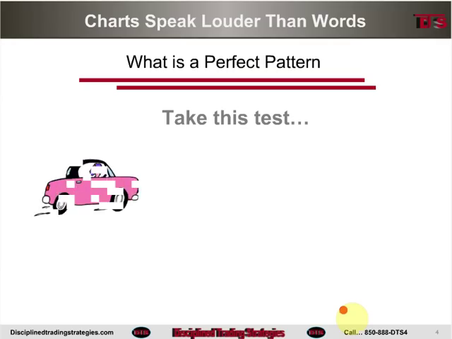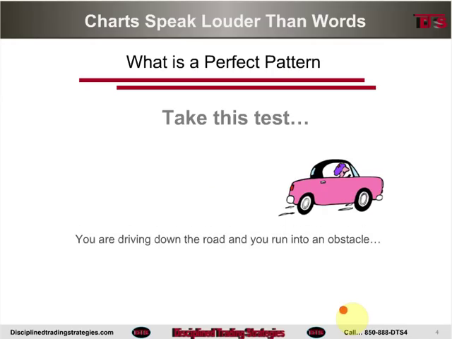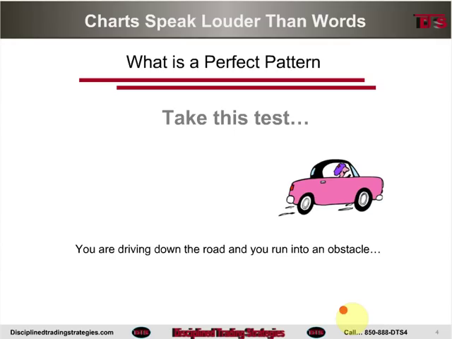Ready? Watch the screen. That's a car. It's driving. You're driving down the road and you run into an obstacle. Do you get past it? Answer, please, right now. Go. As fast as you can. Just answer the question. You're driving down the road and you get an obstacle. Do you get past it? You can answer any way you want, but don't ask any questions.